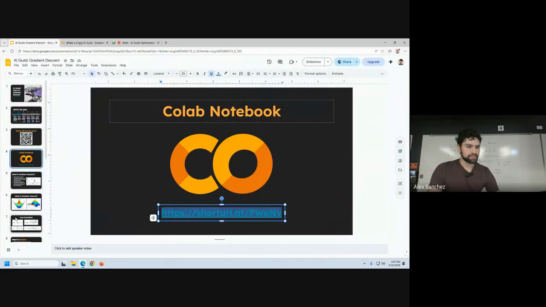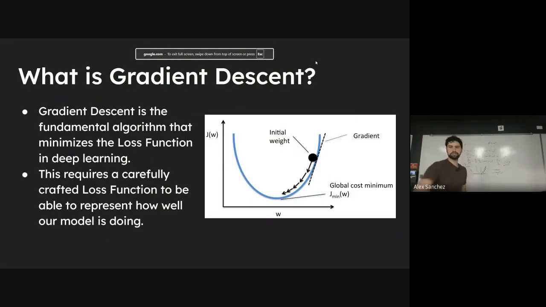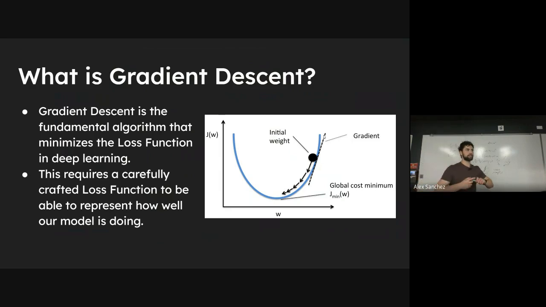Let me go back to the slides here so we can visualize this better. Again, we literally just drew this right here. This is the algorithm that minimizes the loss function. Whenever we are training a neural network or any model like that, our goal is to minimize some function that tells us how wrong we are. And again, this fundamentally becomes an optimization problem.